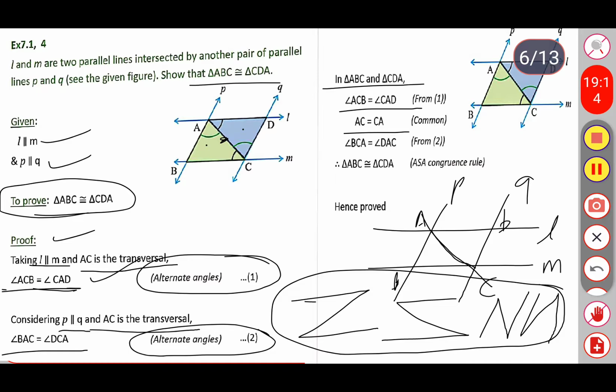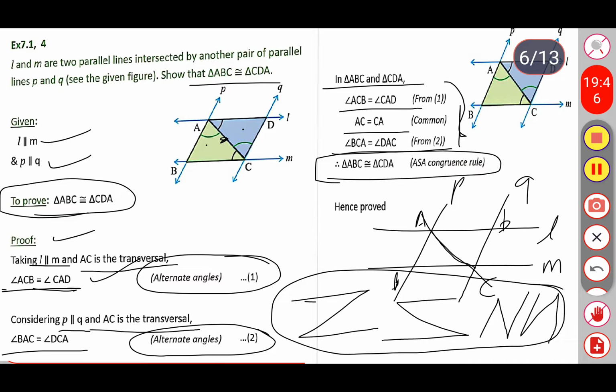Next one, more alternate angles: angle BCA is equal to angle DAC. So with the help of these three components, we can easily say that the two triangles are congruent. Triangle ABC is congruent to triangle CDA, by using the congruence criteria ASA. So this is the proof of the fourth question.